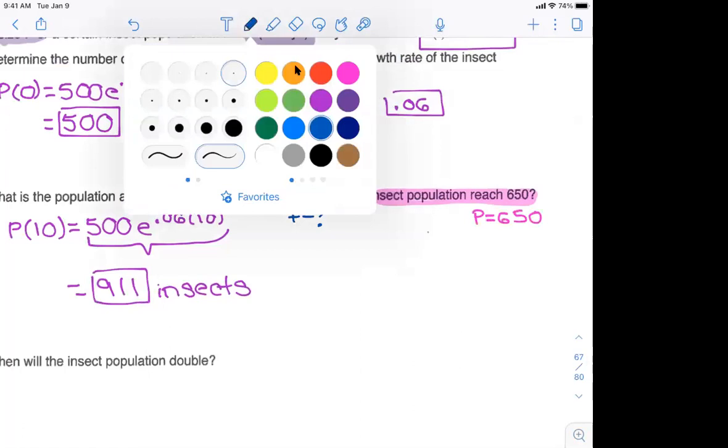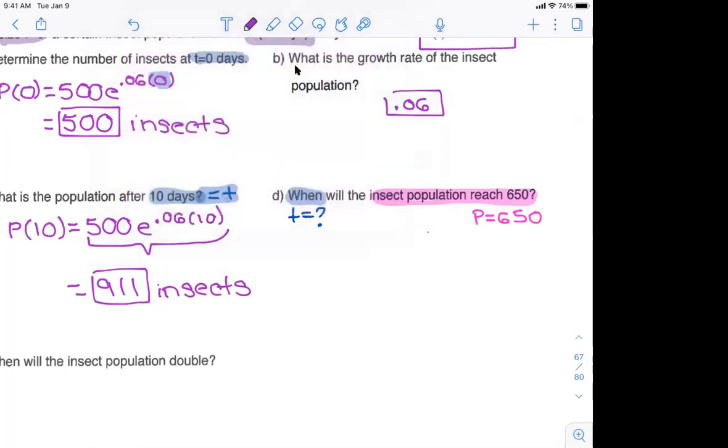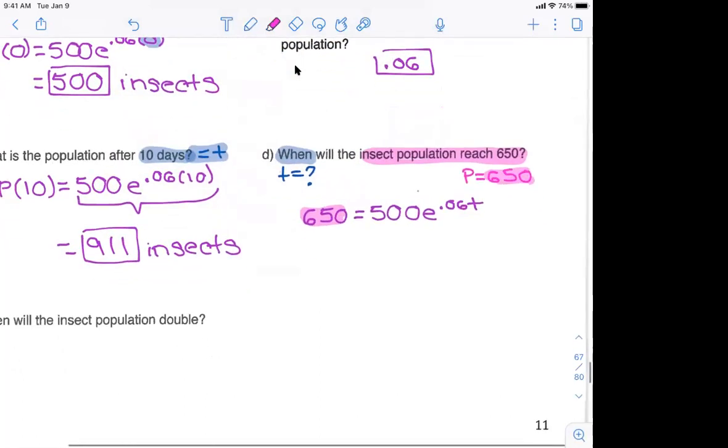So if we take a look here, you're replacing P with 650, and then you've got 650 equals 500 e to the 0.06 times t, because again, we don't know the t. So make sure that you're plugging the 650 into the correct spot. Don't plug it in for time. It is not time. Now you're going to have to use your rules of exponents to solve. So everything that we did before with exponential equations, logs, etc., you're going to use to solve.